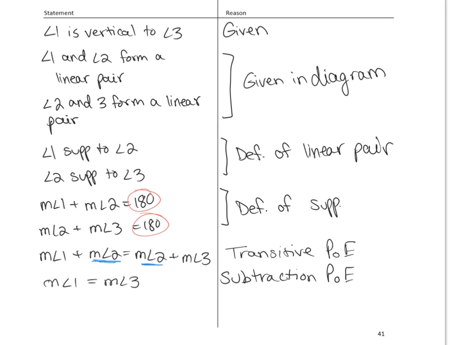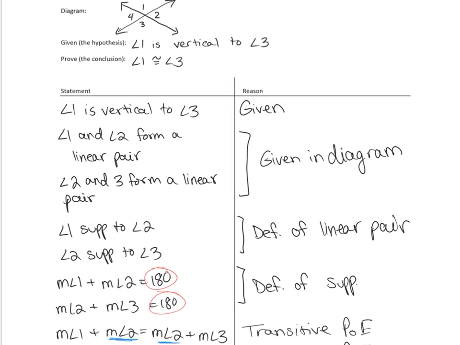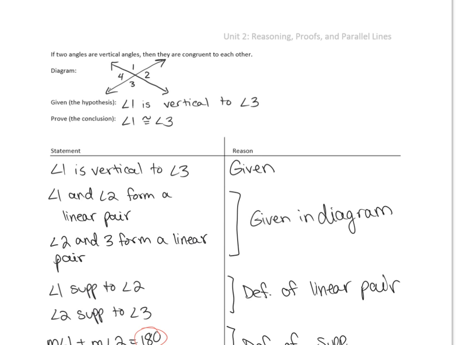And if two things are equal, that means that two things are congruent. Angle 1 is congruent to angle 3 by the definition of congruent. Now, I'm officially done with my proof, and I know that I'm done with my proof because I'm ending with the same thing that I was asked for up here in my proof statement.